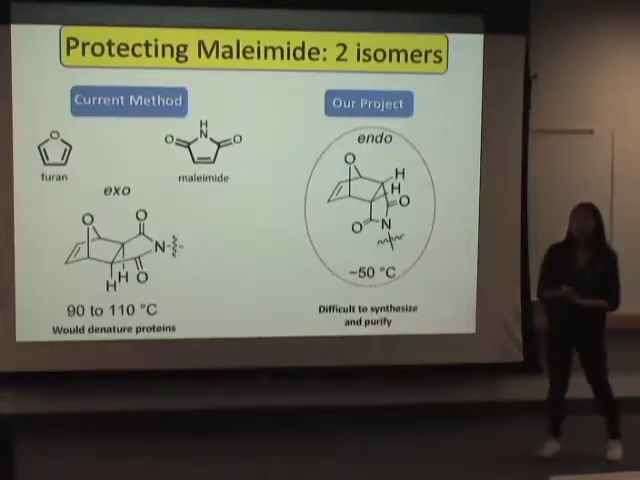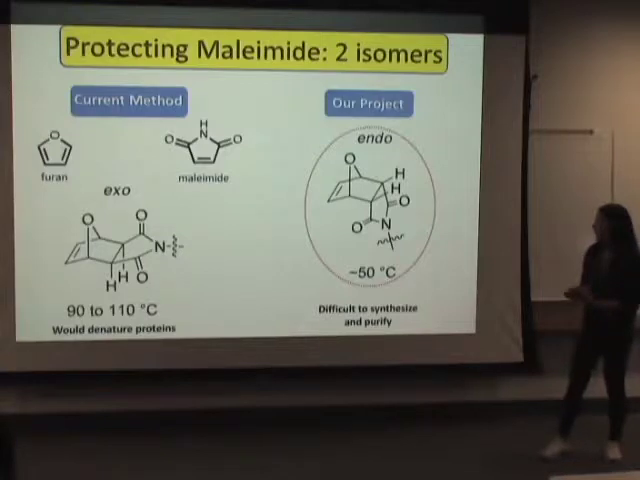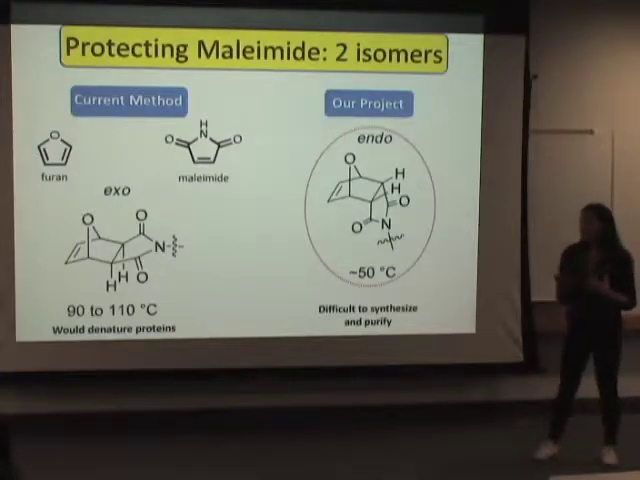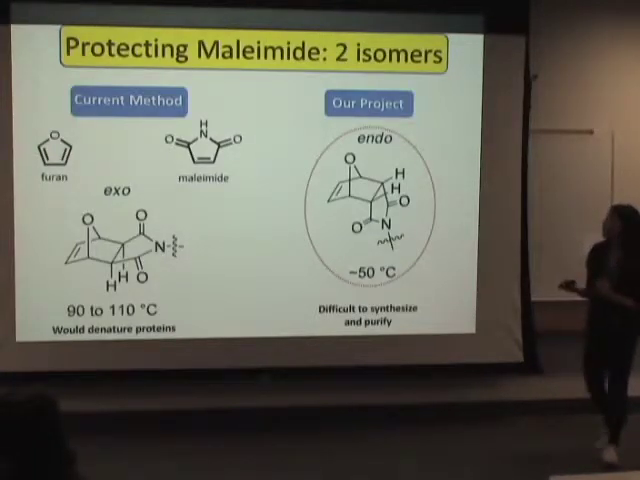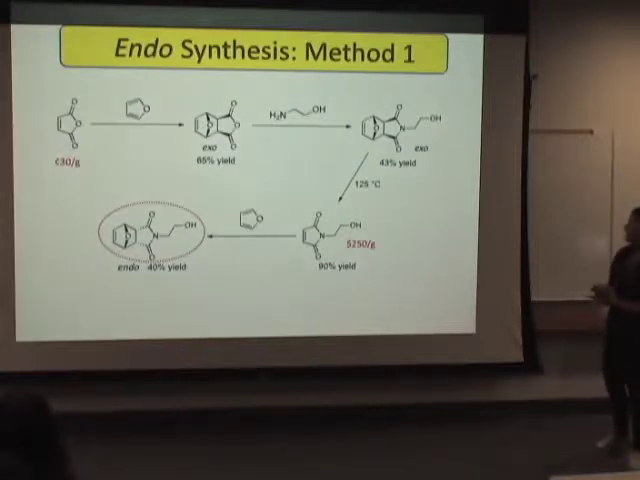However, it is problematic because to reverse this reaction back to maleimide and furan, we would have to heat it up to 90 to 110 degrees Celsius. And at this temperature, we would denature proteins if we want to use it in cell studies or a drug delivery system, or it would damage any heat-sensitive compound.